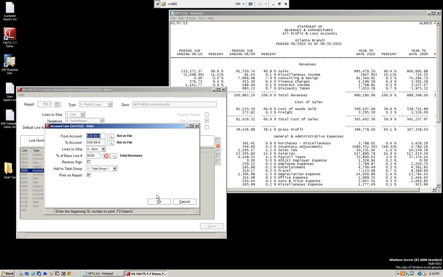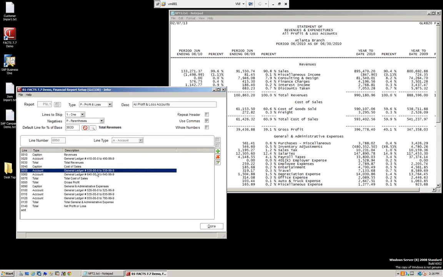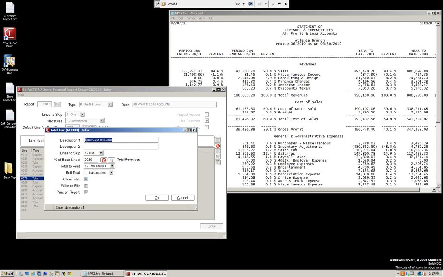And I'm printing that, and I'm also printing it on the report. So you can see that. And again, my total cost of sales. And you can see I'm rolling the total. Here I want to subtract it. So what I'm doing is I'm taking the total cost of sales, and I have this roll total. I'm going to subtract from, and then I'm going to clear out the totals to start another total. And I'm going to print on the report.